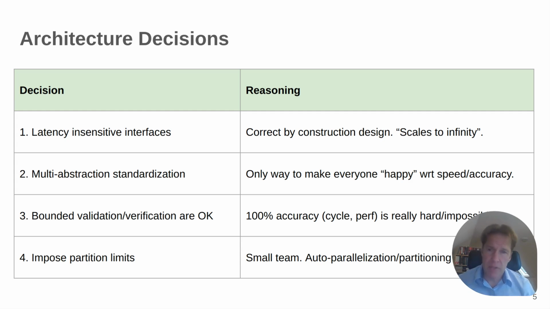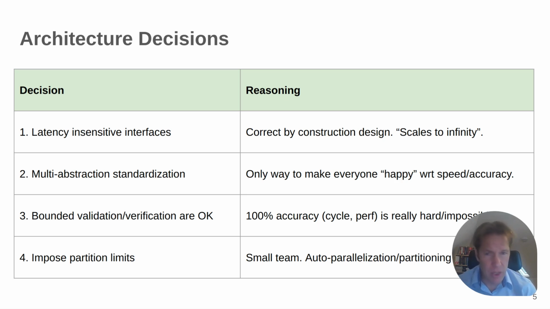And the third decision we made was that we're not going to go for 100% accuracy. Getting to 100% accuracy is exponentially more expensive as you try to reach the 100%, and that doesn't matter if you're talking about cycle accuracy for verification or peak performance. Because of our small team, we're not going to go for that. Instead, we're going to go for a bounded validation, something that tests out cycle accuracy on certain partitions, but not across the whole system globally. And for performance, if we're within 5-10%, good enough. We don't need to be perfect.